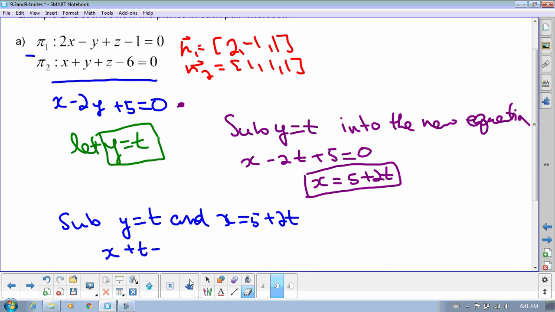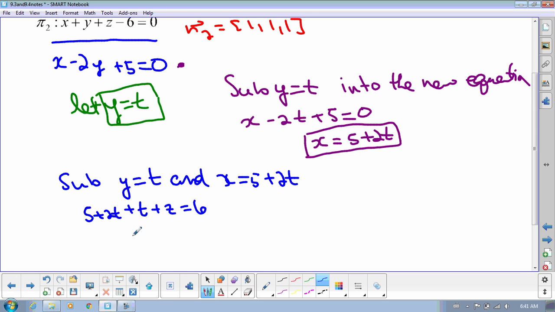Oh, I need to go back because I know what x is. So I have 5 plus 2t plus t plus z, and I'm going to move that 6 over right away. So when I do that, I'm going to have z equals 6 minus 5 is 1 minus 3t. So this here represents the parametric equations for the vector equation of the line of intersection.